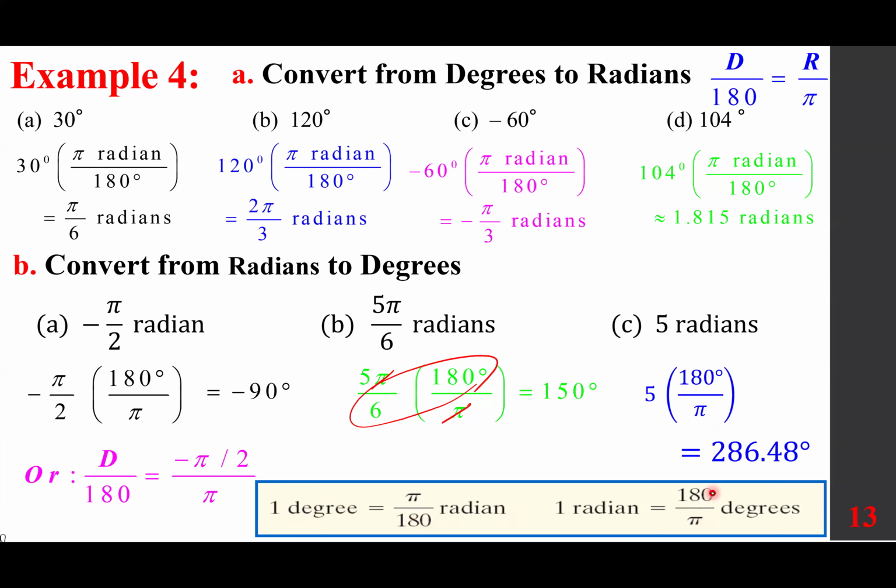Bear in mind, again, 1 degree is pi over 180 radians. 1 radian is 180 over pi. It might be easier to go this route, as I mentioned, because I just replace the d and find r, or replace the r and find d.